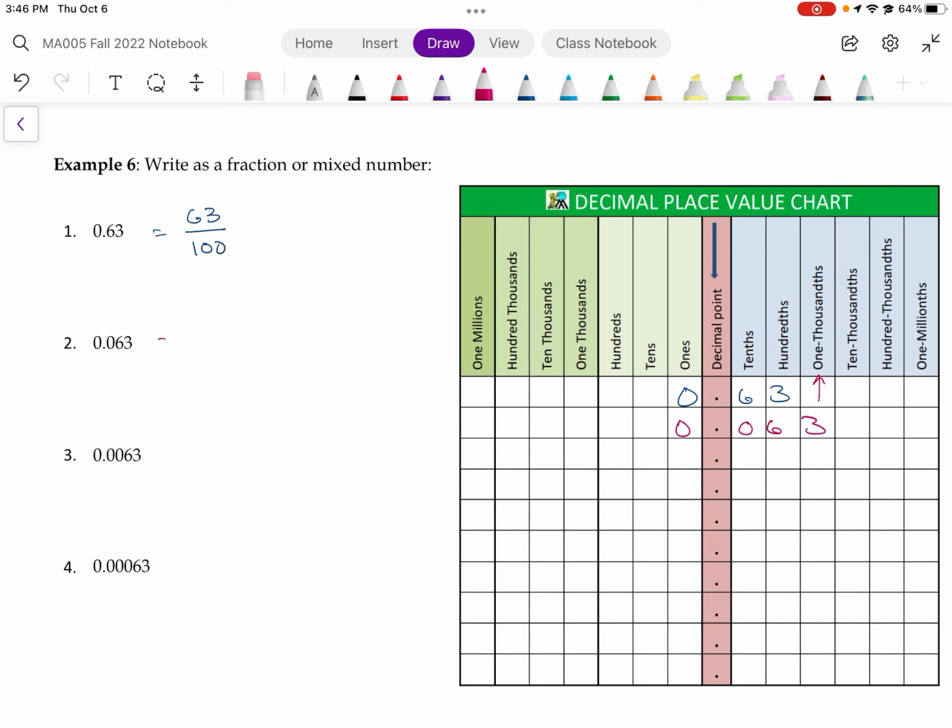So that means we get, what is this number? How would you say it? Well, you would say 63. And what place value is the last digit in? And that is in the 1,000ths, so 63 1,000ths.